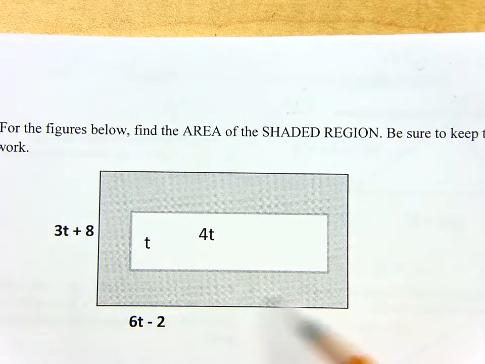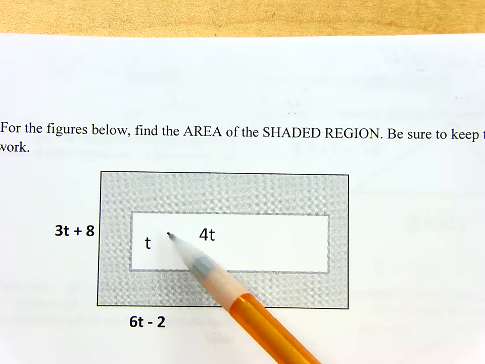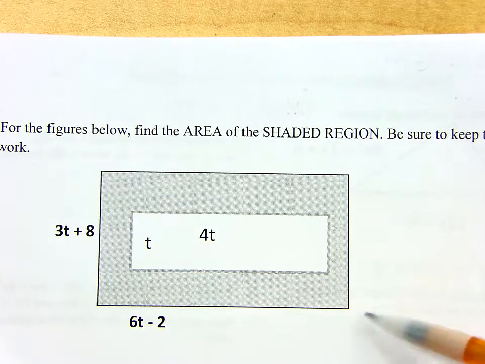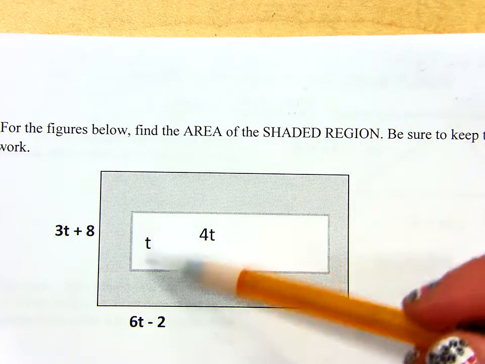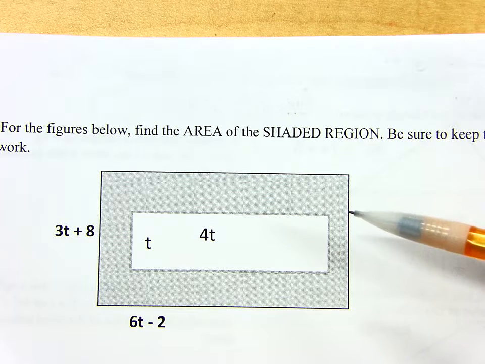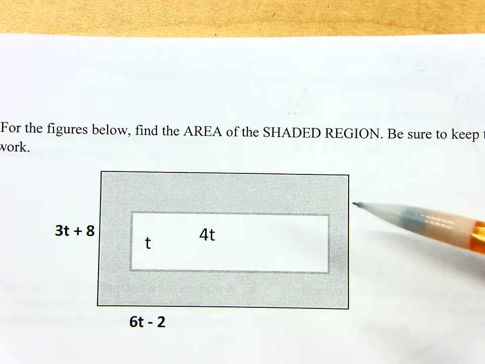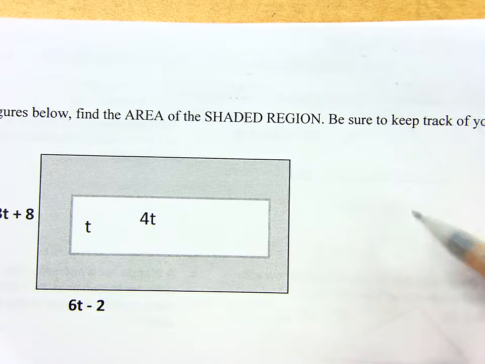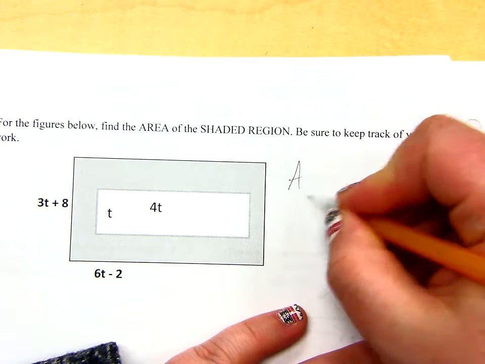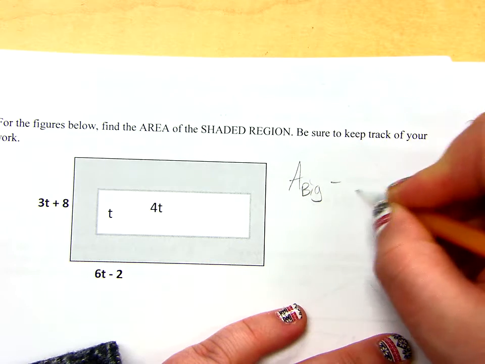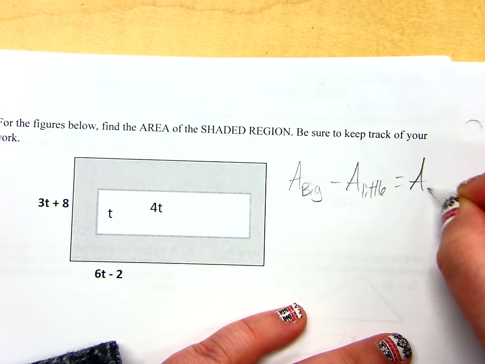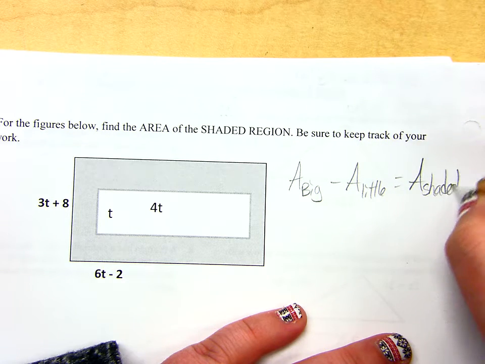Yep, the outer one, yep. That's it. I'm going to find the area of the whole big rectangle, and then I'll just subtract from that the area of this inner rectangle. And once I do that, I should be all set. So, let's write out our game plan. I want the area of the big minus area of the little equals the area of my shaded region.